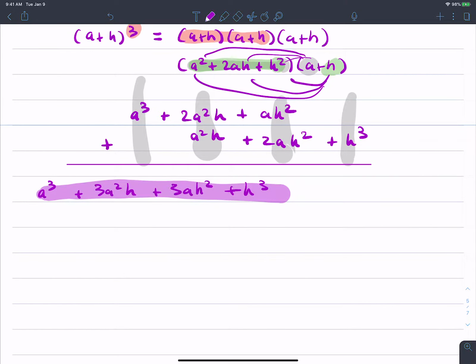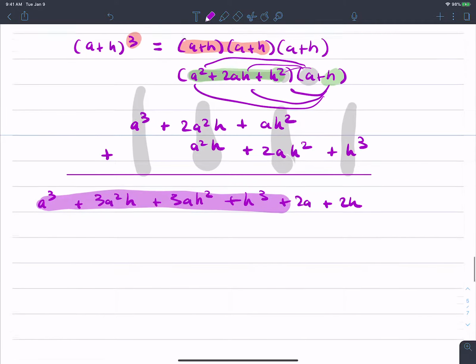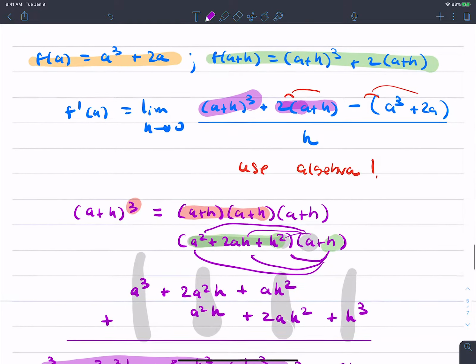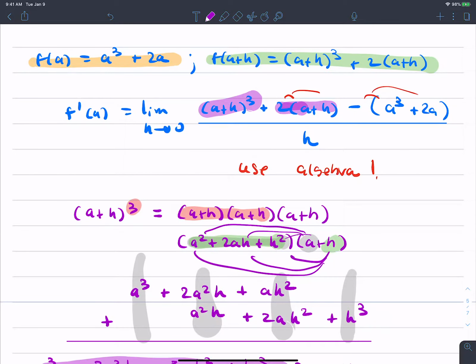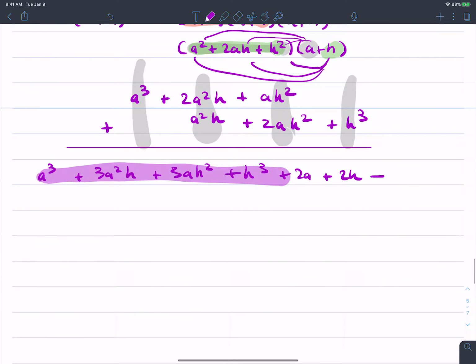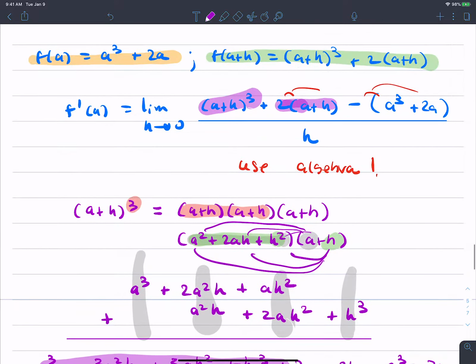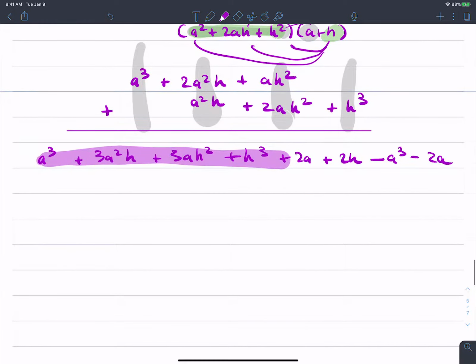So I'm going to write this down as plus 2a plus 2h. And then I'm going to distribute here again. I get minus a cubed minus 2a. So I just did distribution of that negative sign here. And don't forget, we're going to have to divide all of this by h. So I might just put that here now so I don't forget.